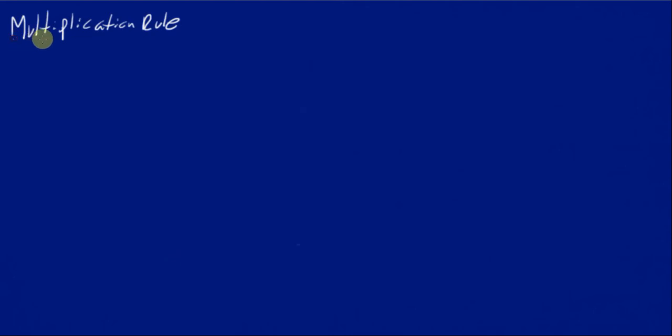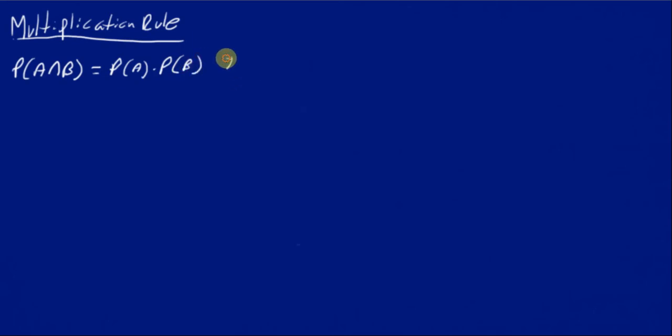Quick little recap. What we've talked about is the multiplication rule for probabilities, and that is for the probability of two events A and B occurring. And it's simply the probability of A times the probability of B. That would be for independent events. The events A and B don't affect one another.